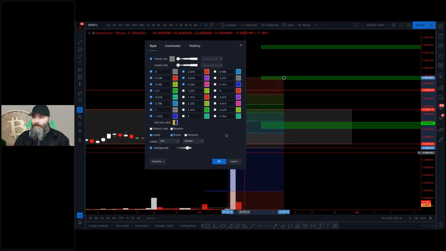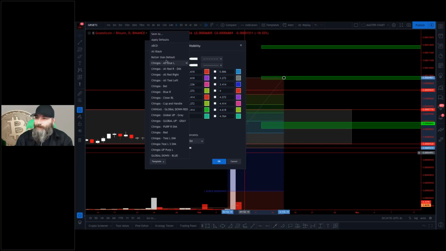I don't want to spend too much time on this. By optimizing it, we're talking about getting it to your exact template. If you're looking for just profit targets, you may not need the 236, 382, the 5, the 618, the 786. You can pull all those off and simply throw your extensions on, your 1618s up to your 423s, and so on and so forth. Save them as a template and then go get it.